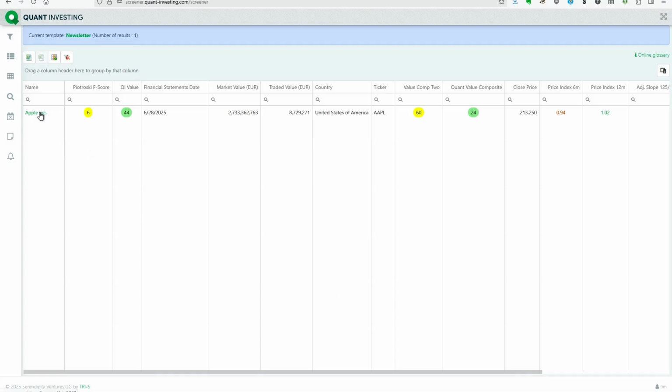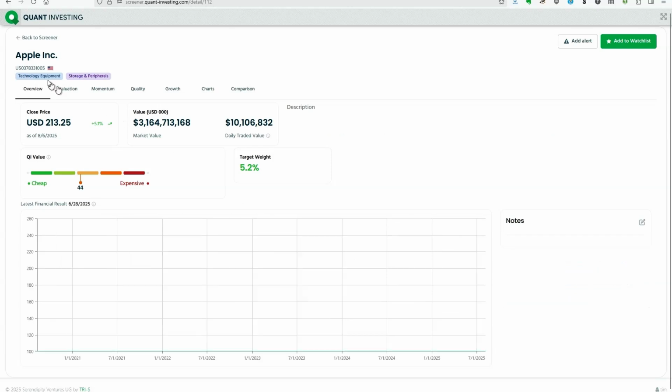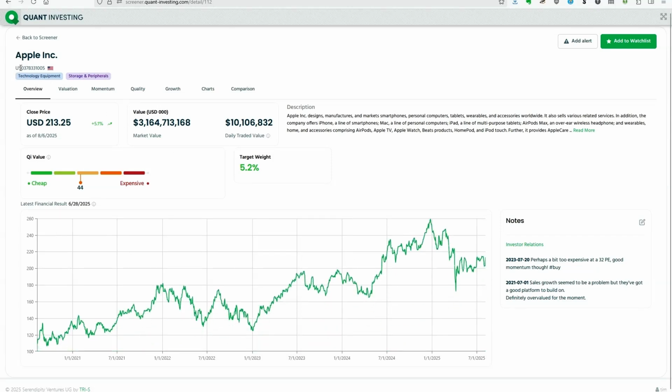I selected Apple here. So if you click on Apple, here's the overview tab. You get the name, the industry sector, closing price, daily move as a small icon here, total value of the company, and total daily value of shares traded. Just note these numbers are all in thousands.